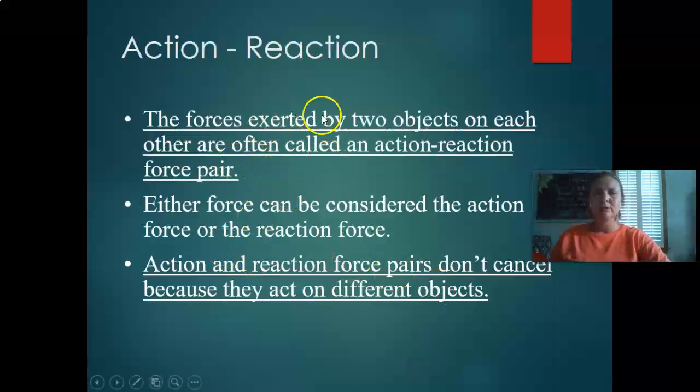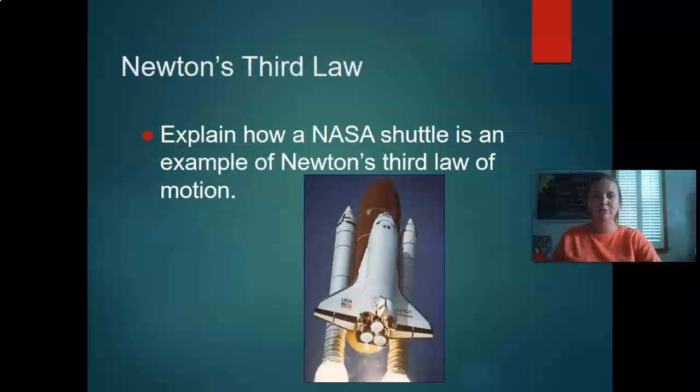The forces exerted by two objects on each other are often called the action-reaction pair. And then I'm going to jump down to this one. Action and reaction pairs don't cancel because they act on different objects. Once again, that's action on different objects.